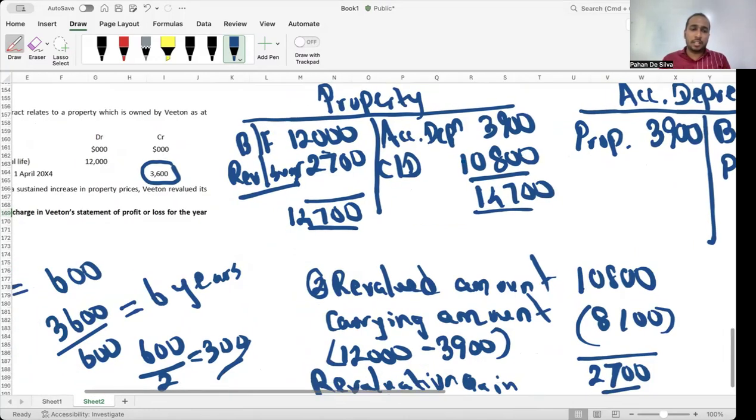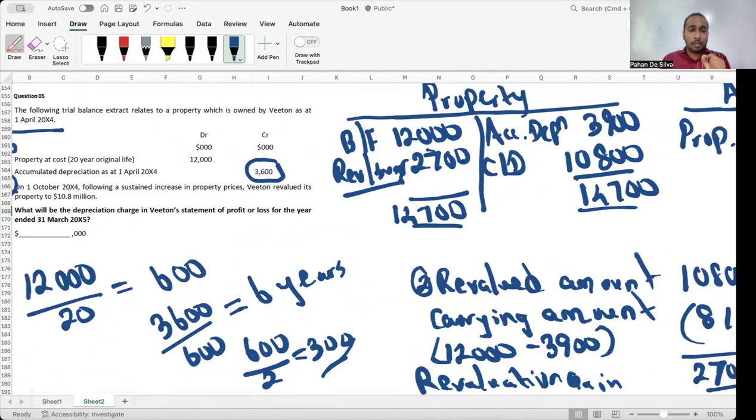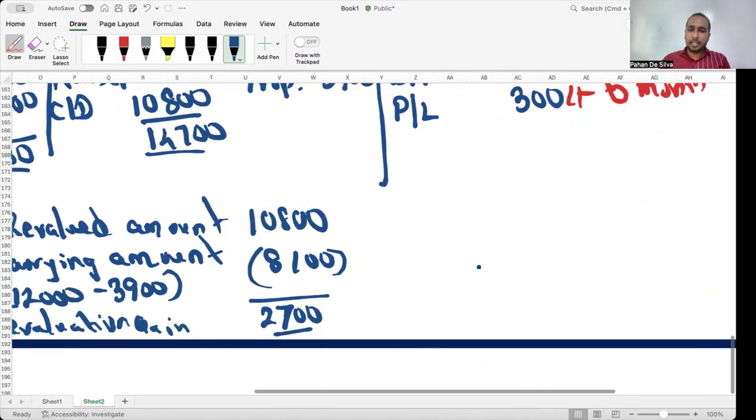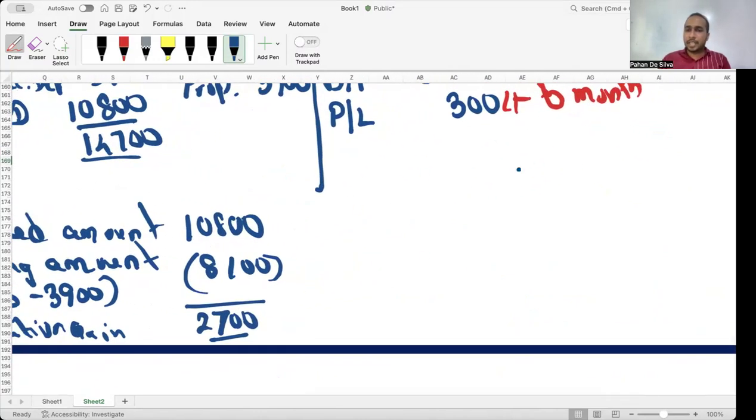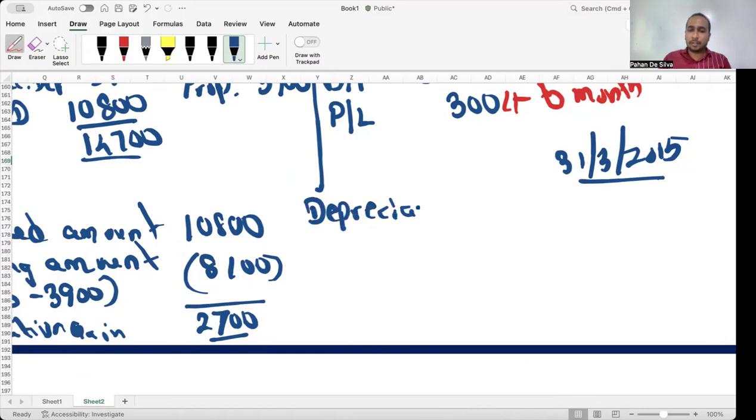The question is, what will be the depreciation charge in Wheaton's statement of profit or loss for the year ended 31st March 2015? When it comes to the year ended 31st March 2015, the depreciation has to be calculated in two parts. The first one is the depreciation for the period from 1st April 2014 to the date of revaluation. The date of revaluation is 1st October 2014, right?